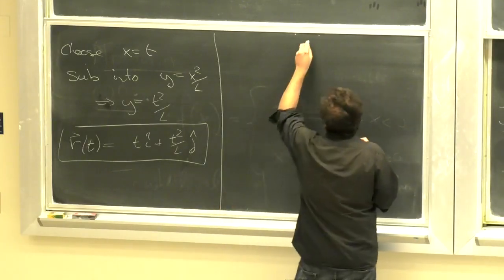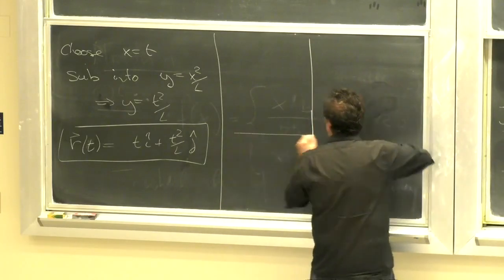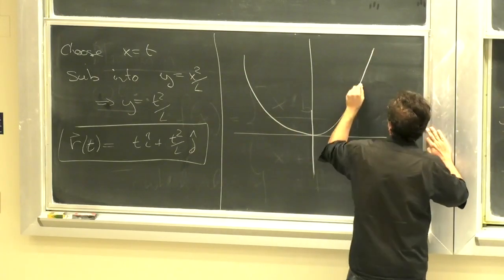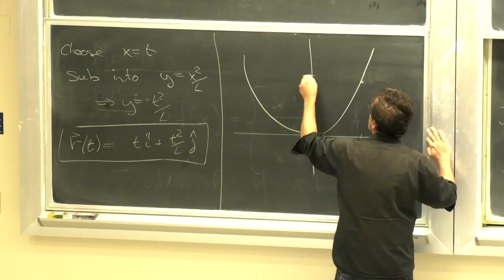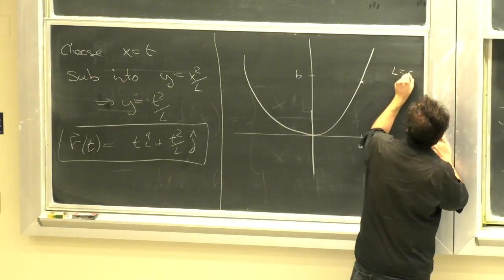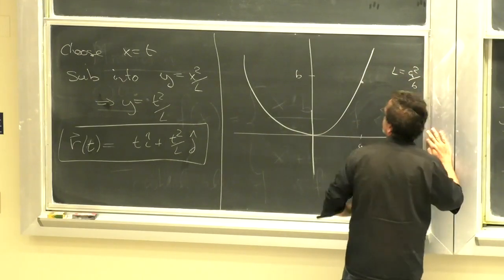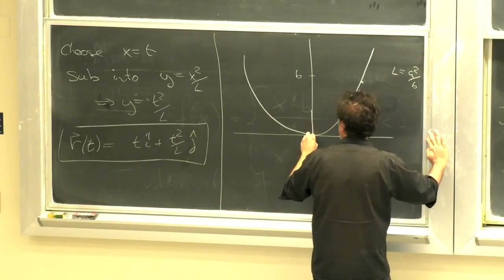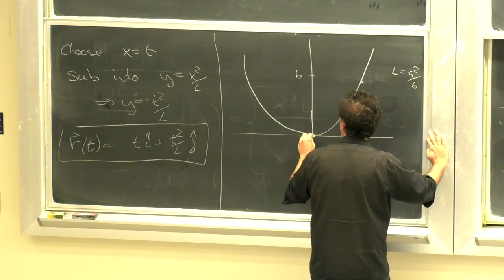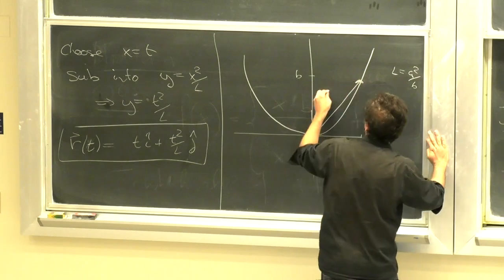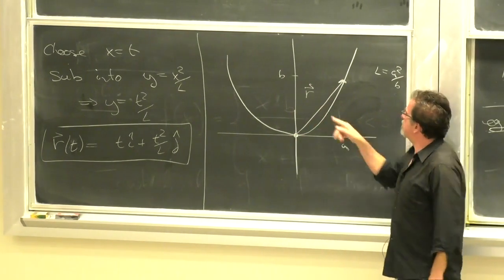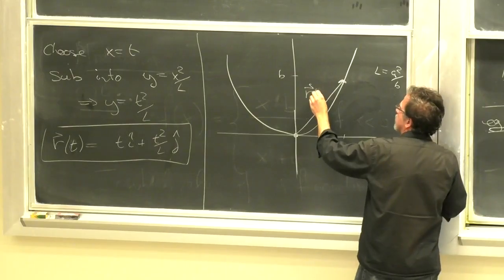So I would draw it as such. Here's the parabola. Here's A and here's B, and we said that L is A squared over B. At time t equals 0, you're over here, and at some other time, you're over here. This is r at, oh, here's a good question. What time does it reach this point? r at t star. What is t star?